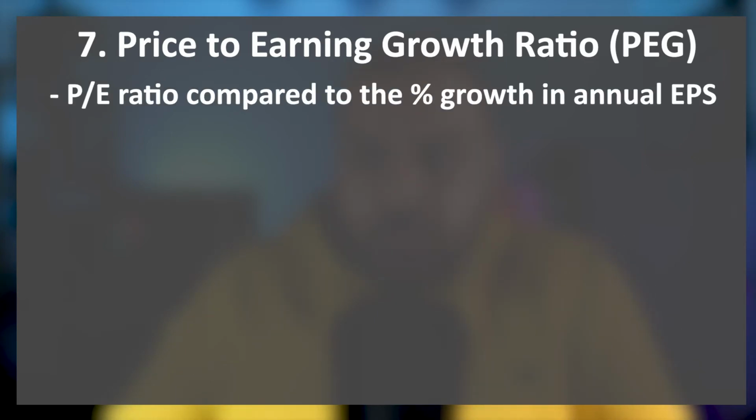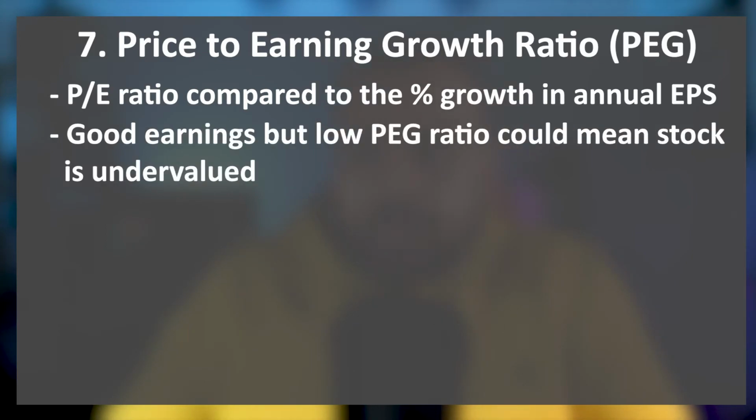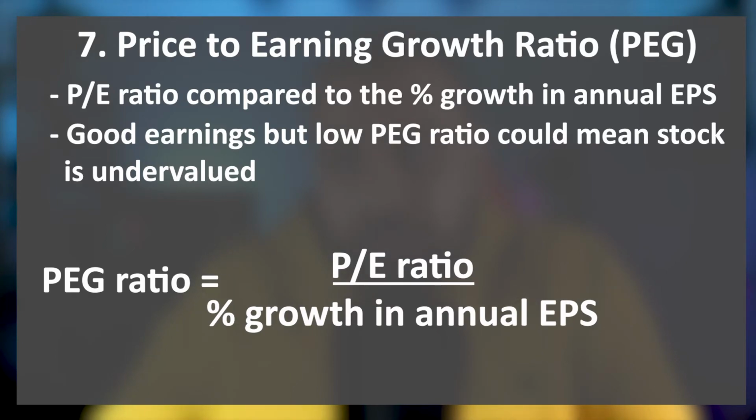Number 7 is the price to earnings growth ratio, also known as the PEG ratio. The PEG ratio looks at the PE ratio compared to the percentage growth in annual earnings per share. So if a company had solid earnings but a low PEG ratio, it could mean that the stock is undervalued. And to calculate the PEG ratio, all we have to do is divide the PE ratio by the percentage growth in annual EPS, earnings per share.